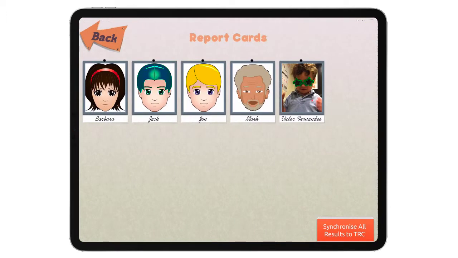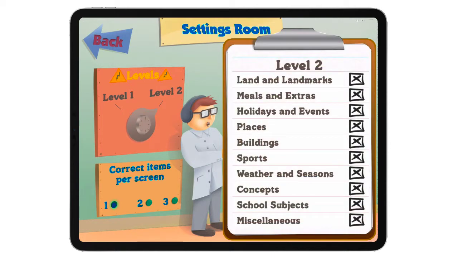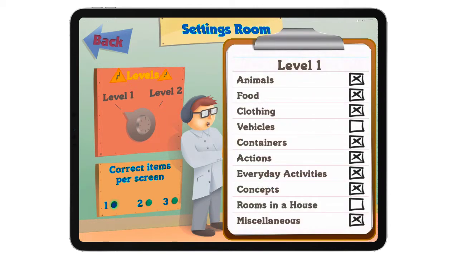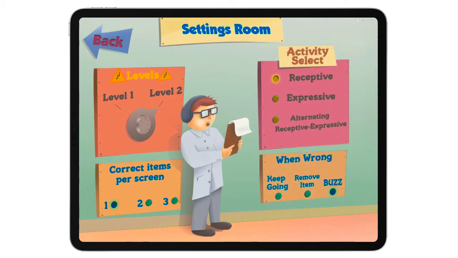I wanted to click Done and show you the settings room. On the settings room, you can see the different categories on level 2 and also level 1. Level 1, we have the basic categories of animal, food, clothing. And level 2, we have slightly higher level categories, sports, buildings, holiday events, and so on and so forth. Also, we can choose here between 1, 2, and 3 correct items per screen. We can also choose between a receptive, expressive, or alternating receptive and expressive.